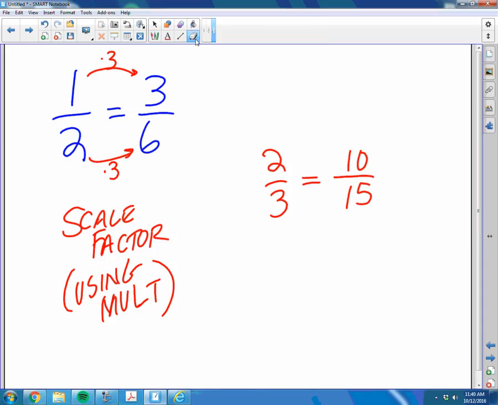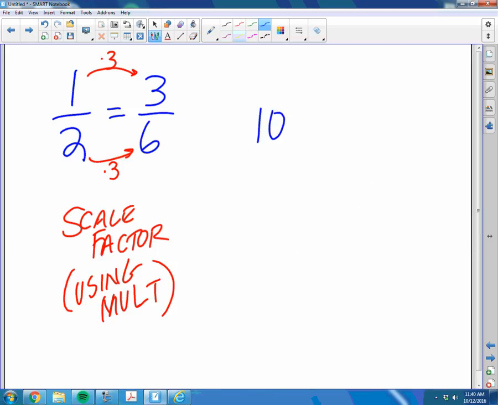So my question is, when you have 10/15 and 2/3, what's the scale factor to go from the left to the right? Divided by 5. Labib? 5. Wrong, because 10 times 5 is not 2. Jaden? Wrong, because 10 times -5 is -50. Jonah? Times 1/5.